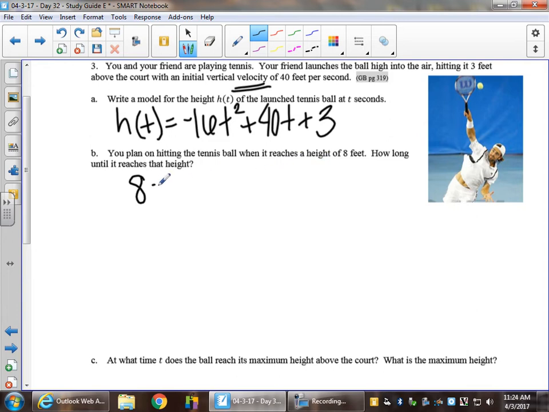So we have 8 equals negative 16 T squared. You just don't put the 8 in the other place, because we're asking when it reaches this height. So this is our ending height. Ending height is always H of T. We're not trying to find how high something is. We're talking about how long, the time it takes to get to that height. So how am I going to solve?